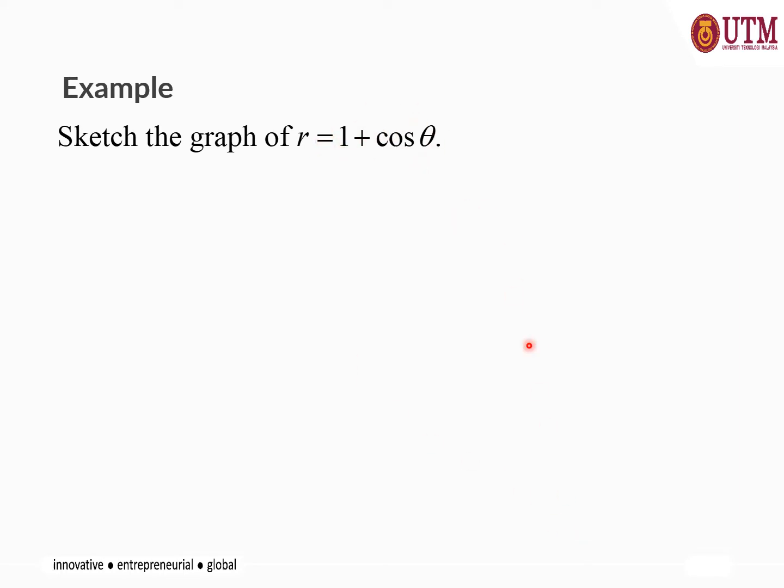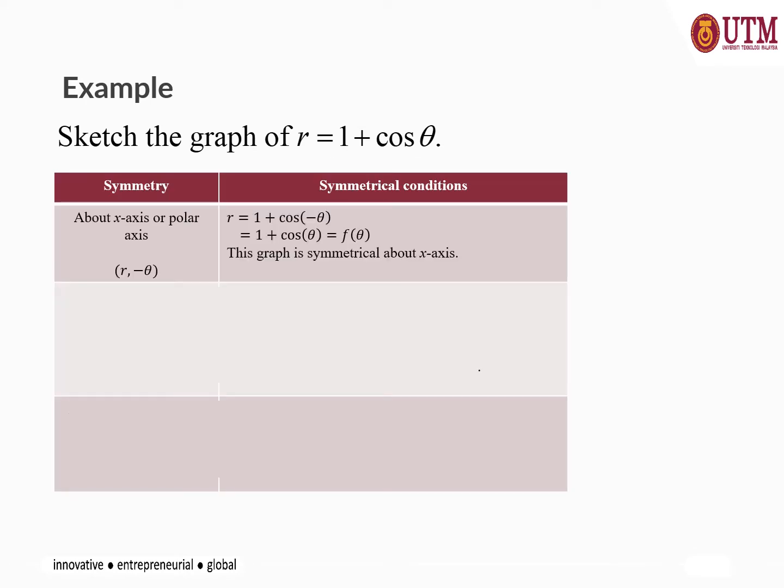Okay, this is from the previous example. So what we can do is, first of all, before you plot this, you have to find the symmetrical condition of this function r equals 1 plus cos theta. So first of all, let's try this about the x-axis or polar axis. So we check r, negative theta. We just use one condition. So for the x-axis, I'm using r, negative theta.